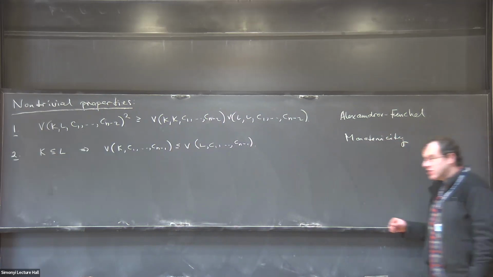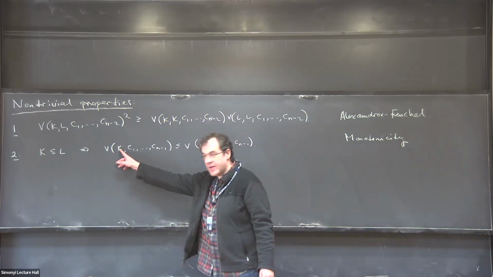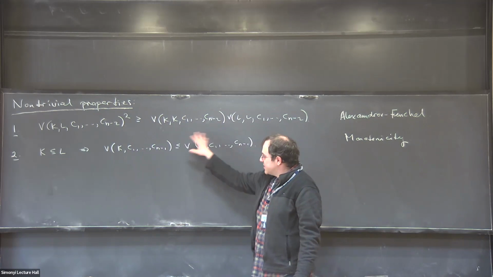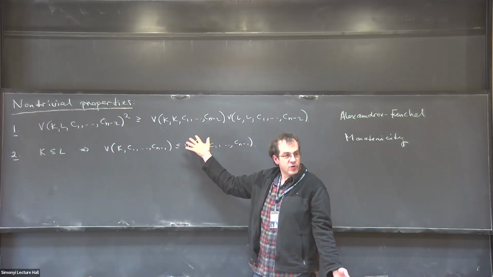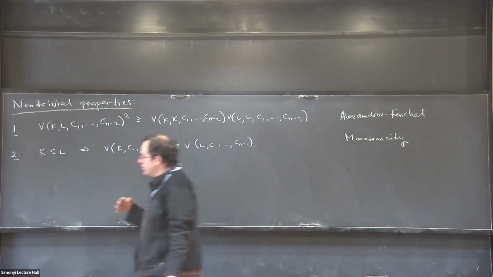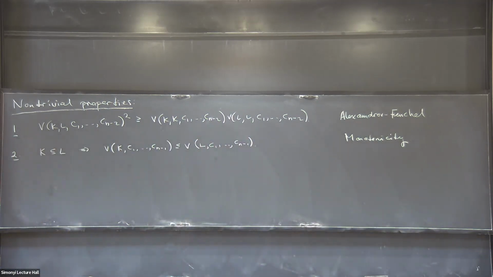Mixed volume is monotone in each of its arguments. If I make a body larger, if I make K larger, I also increase the mixed volume. So this is much, much easier to prove. We just need a formula for the mixed volumes to see this. It's much easier to prove, but it's a non-trivial property of mixed volumes. It's not something that would be obvious just from the fact that we have polarized here.